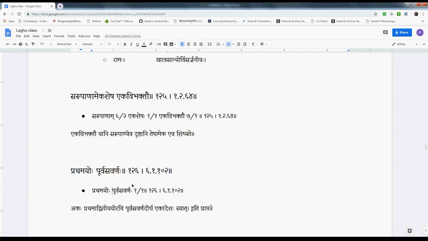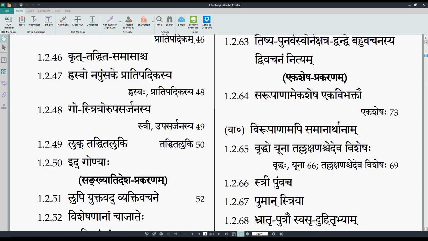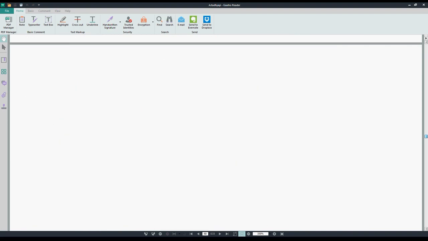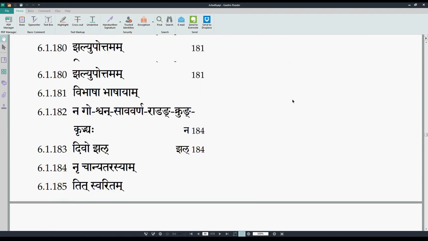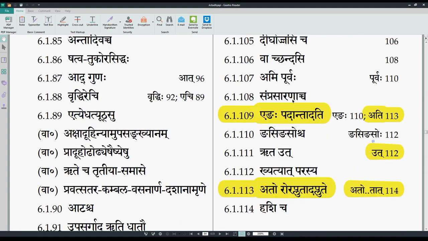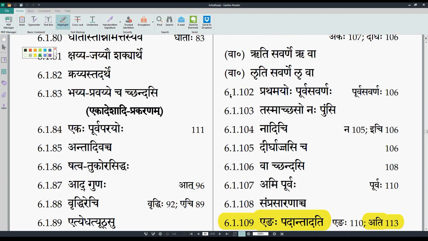Prathamayoho Purva Savarna says, we have to look at the Anuvritti here. Achi pare. From eco, so this sutra is 6.1.102. In the Atsandhi Prakarana, you find this sutra as an apavada to something. So we have to look at 6.1.102 in the 6th chapter. Prathamayoho Purva Savarna, this sutra.